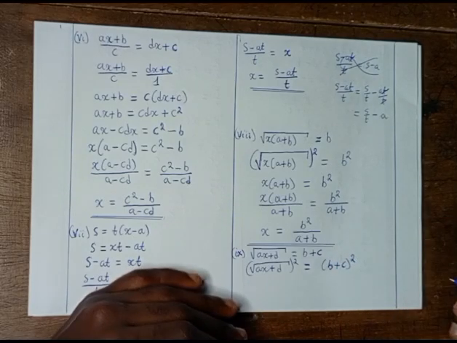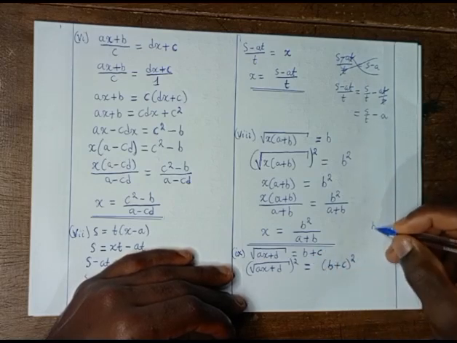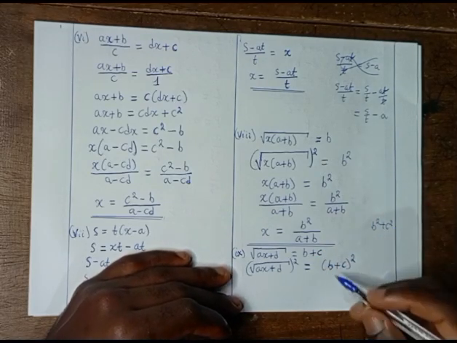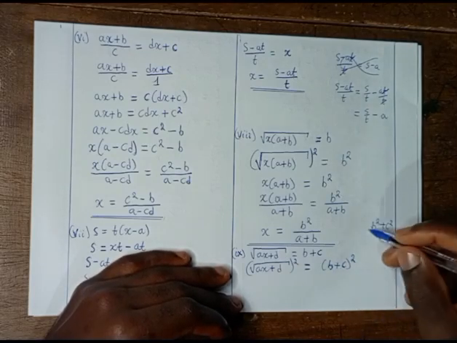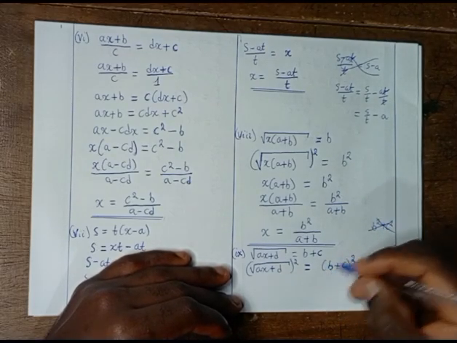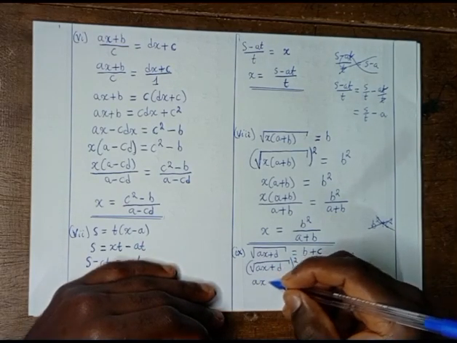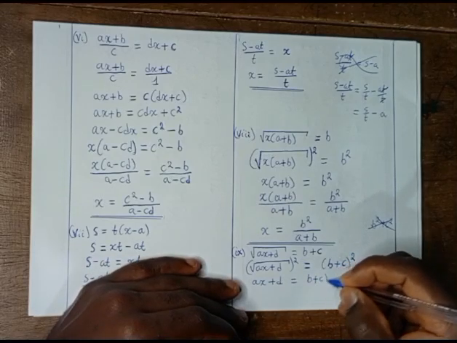Most often you will see students writing something like this. You will see them saying b squared plus c squared. b squared plus c squared is not the same as b plus c, all this squared. So you take note, this is wrong. This is how you square them. This and this will cancel. We'll be left with ax plus d is equal to b plus c, all this squared.